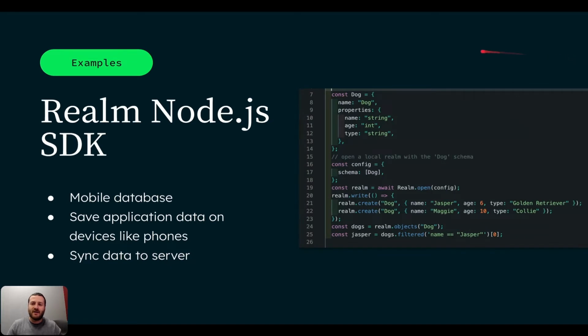Then to the side here, we can see some Realm Node.js code. Towards the top, we're defining our database schema, opening a connection to the database, writing to the database, and reading from the database.